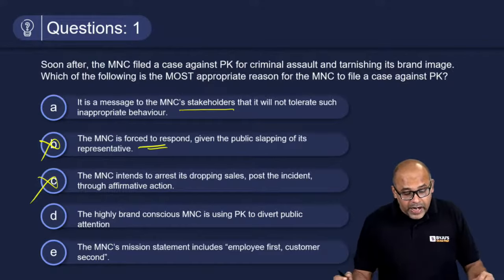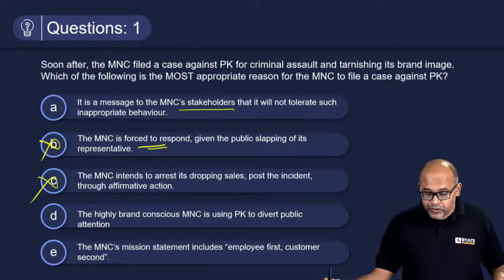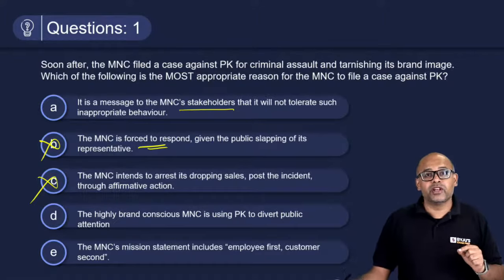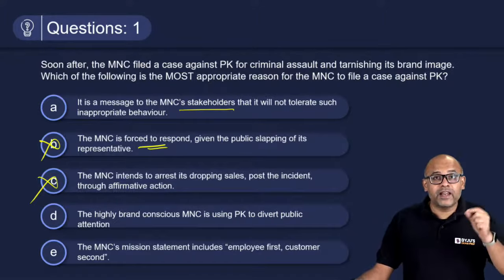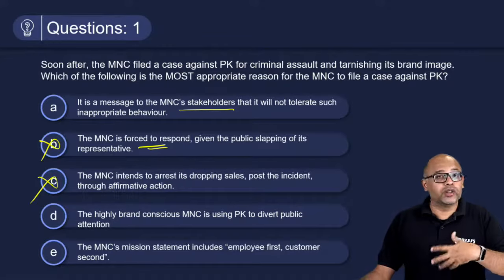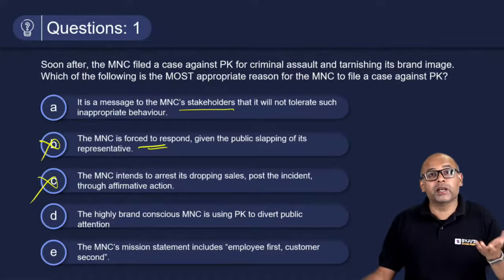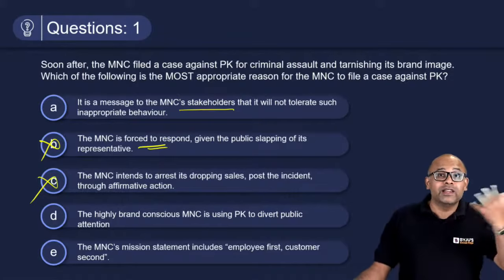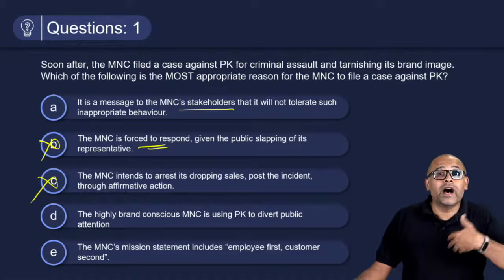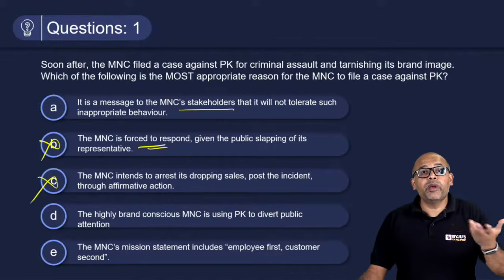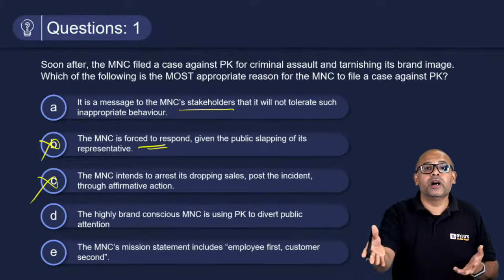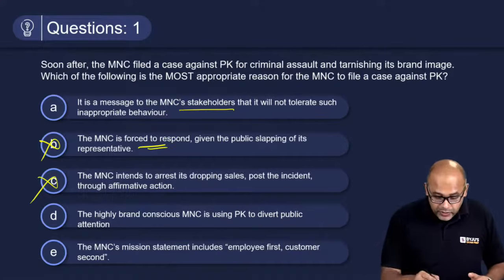D, the highly brand cautious MNC is using PK to divert public attention. This is not the right way to divert public attention, because if I file a case and that is blown out of proportion, then ultimately I will be the one to lose, because people will keep remembering why this case is in place, what did I do wrong. So I will not be able to divert the media attention by involving the people who were there in the function that day. So not the correct answer.